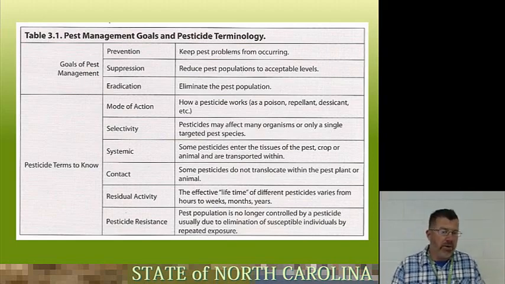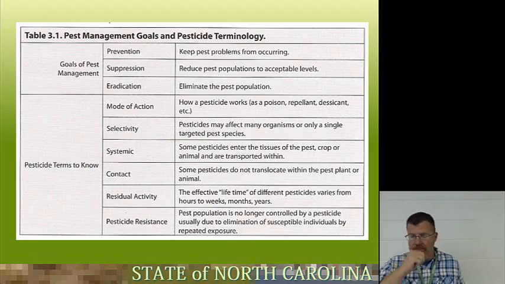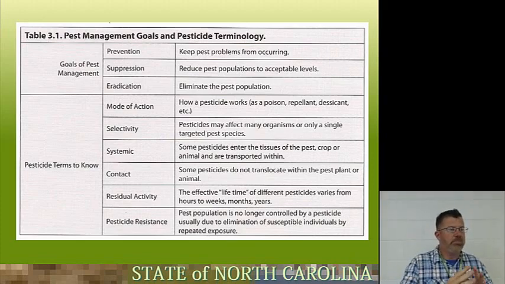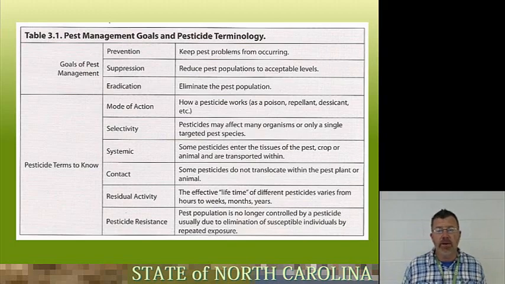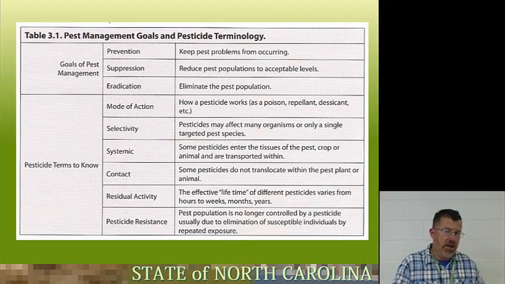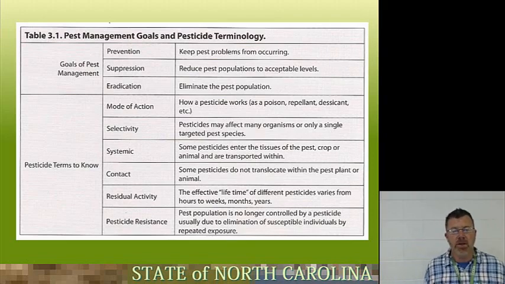Selectivity. We talked about Roundup being non-selective. Pesticides may affect many organisms, as does Roundup. It would kill anything that you're spraying on, or it may only affect a single targeted pest species, such as your 2,4-Ds, going after broadleaf weeds in turf. It's only going to kill things like clover and dandelions. Some of your broadleaf weeds are going to be killed with a pesticide containing that, but it's not going to harm your turf grass.